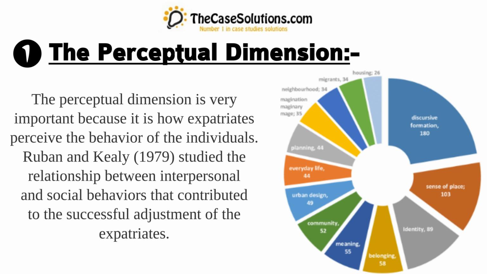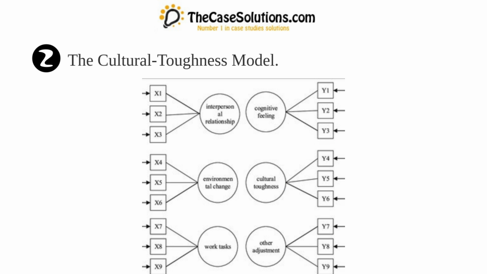Number 1. The perceptual dimension. The perceptual dimension is very important because it is how expatriates perceive the behavior of the individuals. Rubin and Keeley, 1979, studied the relationship between interpersonal and social behaviors that contributed to the successful adjustment of the expatriates. Number 2. The cultural toughness model.